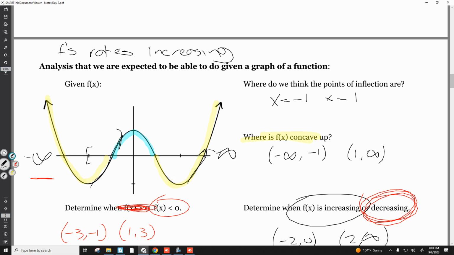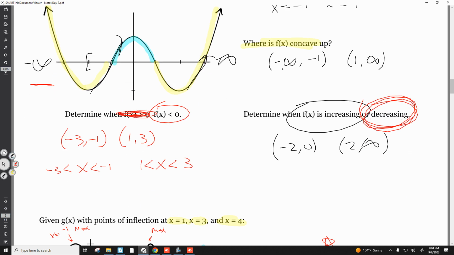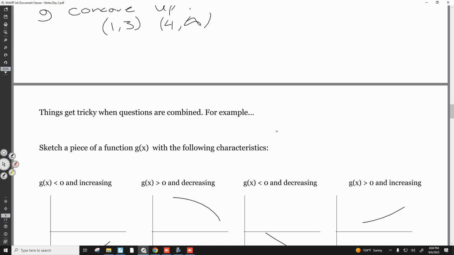If we embrace that there are going to be two ways to ask the same question, and we're okay with it, then this lesson's fine. But if stuff starts getting crisscrossed in your head, it gets really tricky. Okay. Because I can ask you the following.